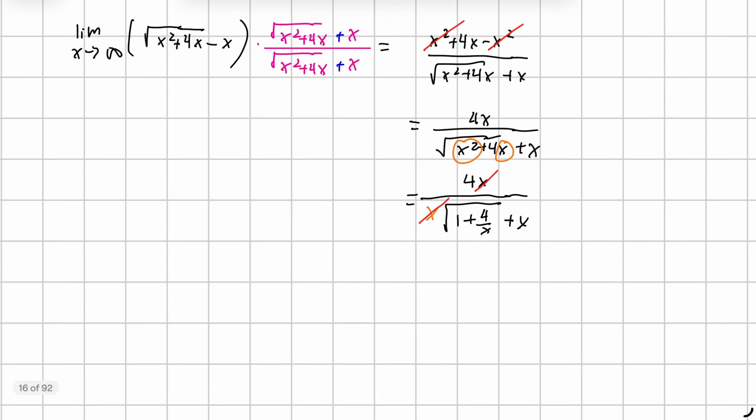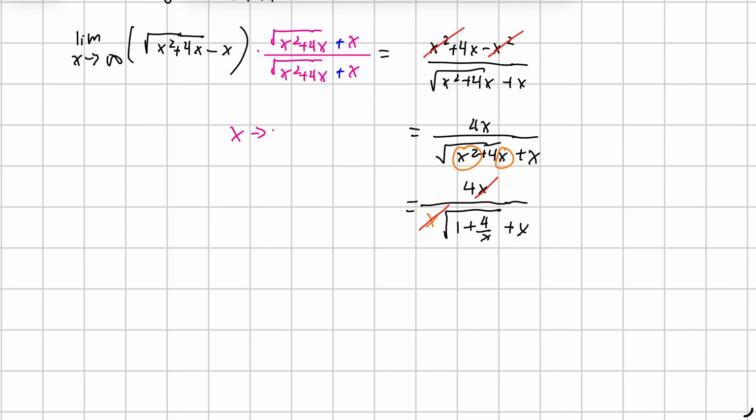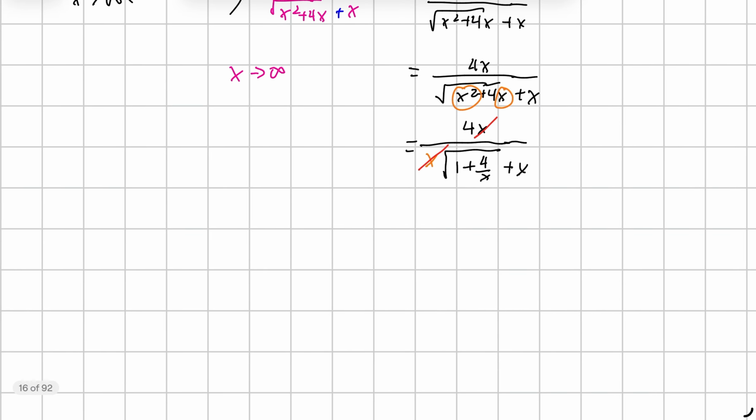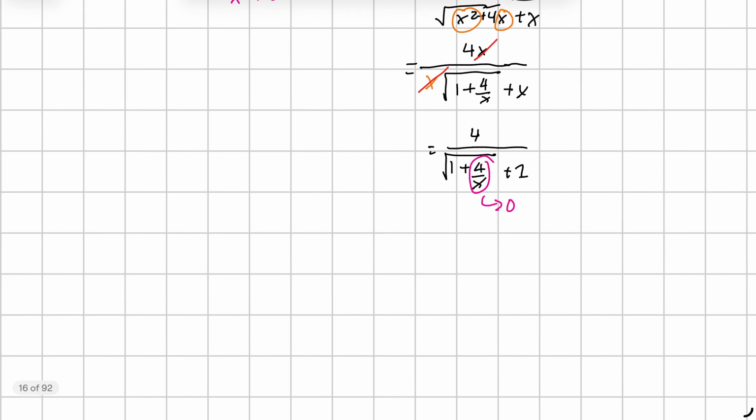Now, after this, we're going to look at x approaching infinity, right? So as it approaches infinity, right now we have just 4 over 1 plus 4 over x plus 1. So we can see that this is going to approach 0 as you keep dividing by a larger and larger number. So if you evaluate at this point, you have 4 over square root of 1 plus 1, which is just 4 over 1 plus 1, which is just equal to 2. So 2 is your answer.